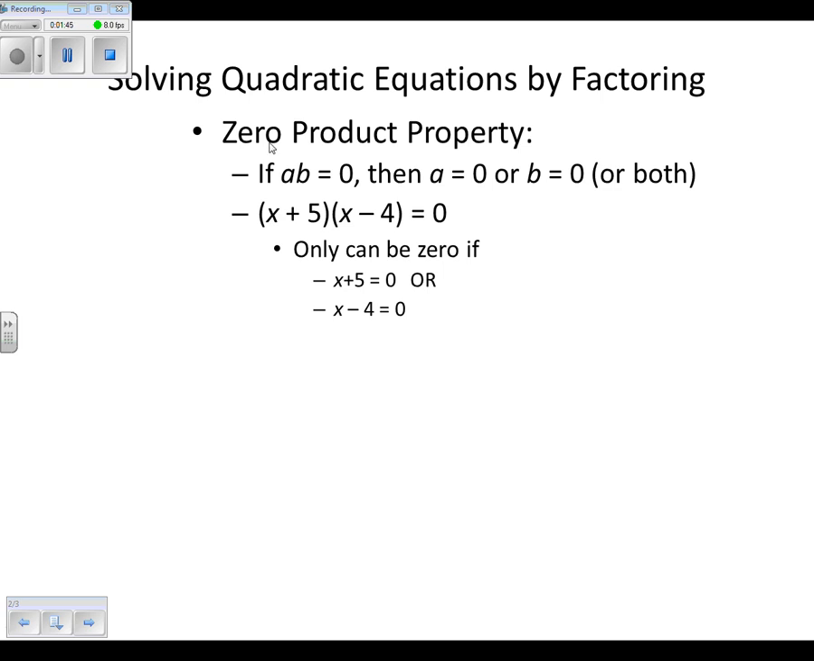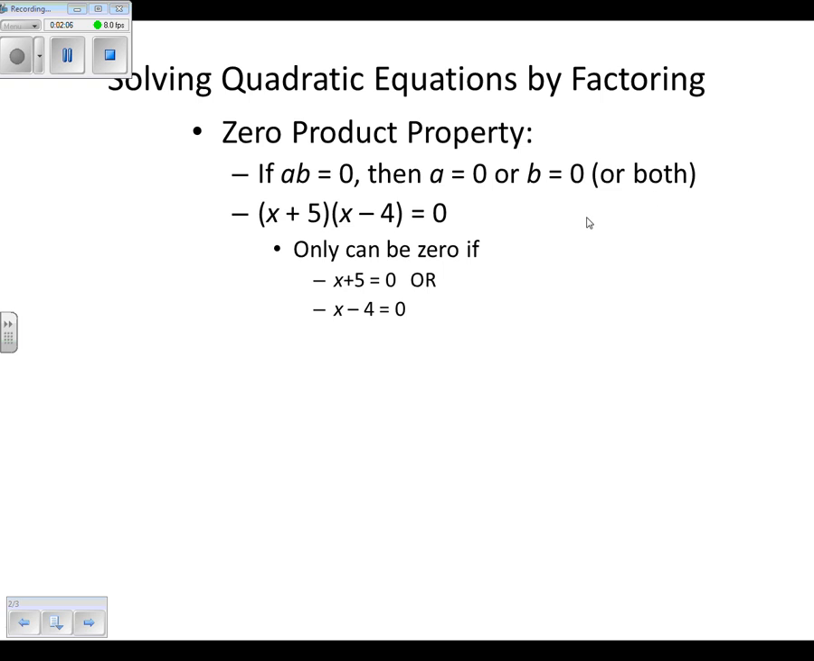So the zero product property, it sounds like this big thing. It's really not. All it means is if you multiply stuff, let's say you're multiplying A and B together, if you get 0 after you multiply that stuff together, then that means either A was 0 or B was 0, or both things were 0.